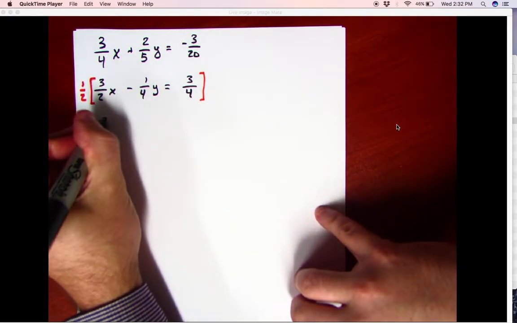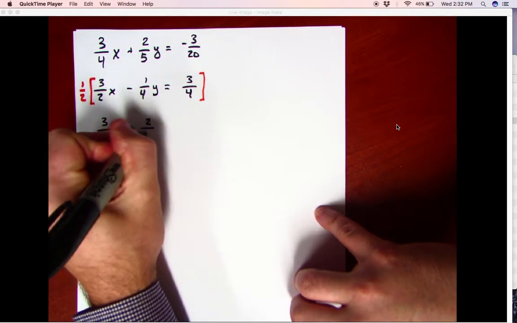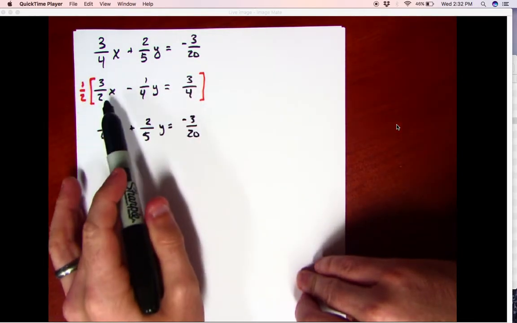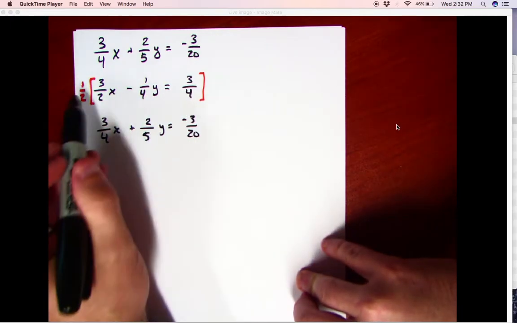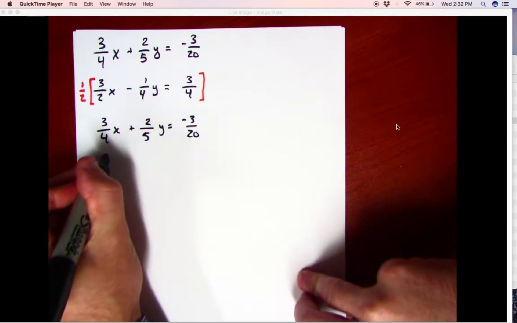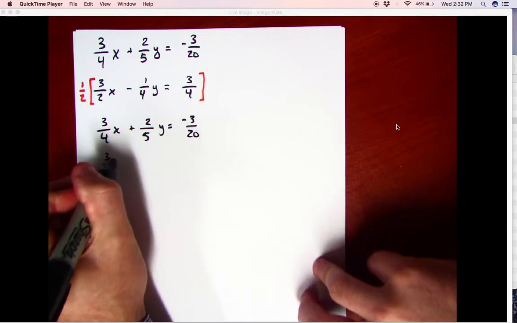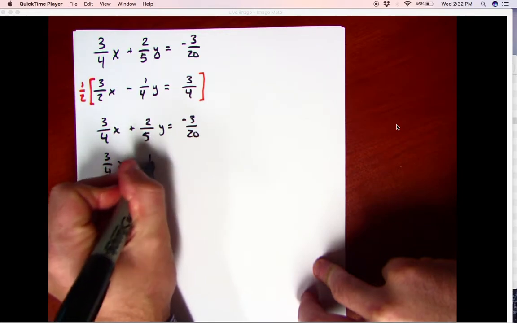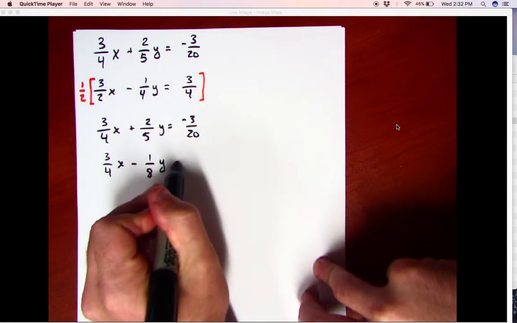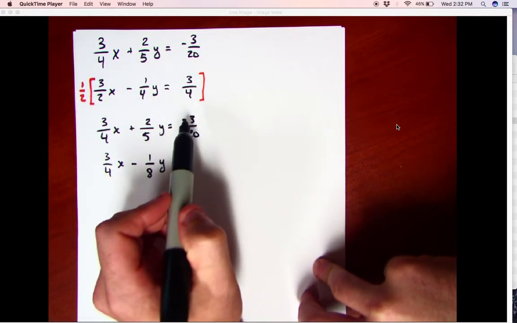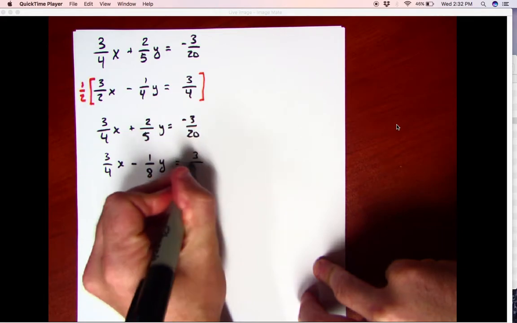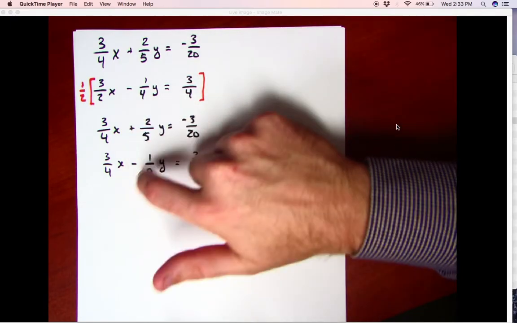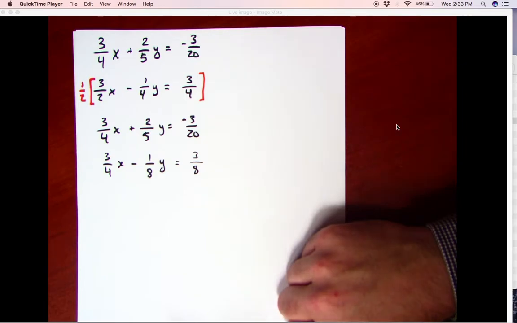On the top, I still have 3/4 x plus 2/5 y equals negative 3/20. Now, when I multiply 1/2 by every term in the bottom equation, 1/2 times 3/2 gives us 3/4 x. Then 1/2 times negative 1/4 gets me negative 1/8 y equals 1/2 times 3/4, which gets me 3/8. Now the problem is, if I add these up, my x values don't cancel out. They do not go to 0. So I have a problem.